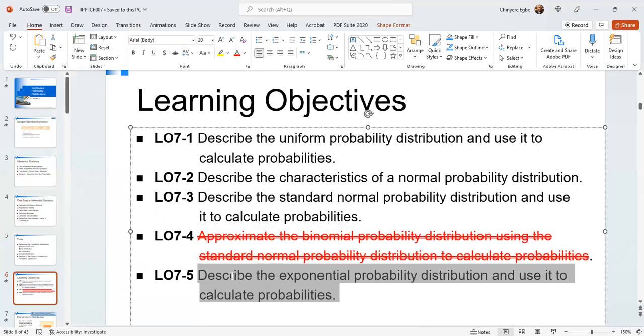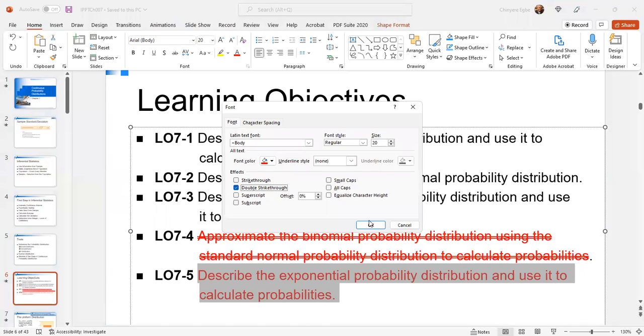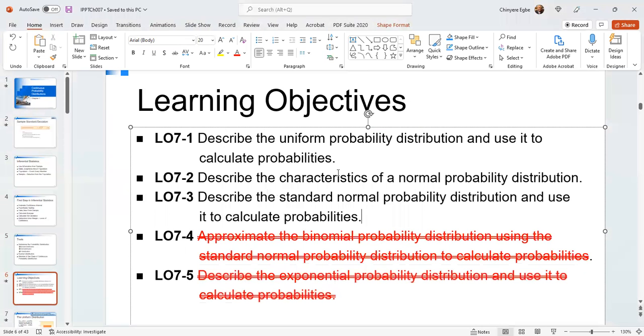Okay, we're not going to do exponential. So what's going to happen? Okay, we're not going to do the uniform distribution.